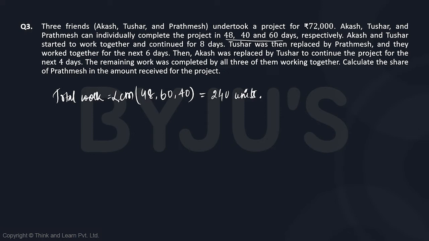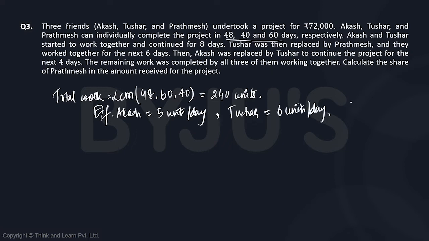Now, if we look at the efficiency of these guys, Akash is going to be 240 upon 48, which is 5 units per day. Efficiency of Tushar is going to be 240 upon 40, which is 6 units per day. And efficiency of Prathamesh is going to be 240 upon 60, which is 4 units per day. So a total of 240 units of work has to be done.